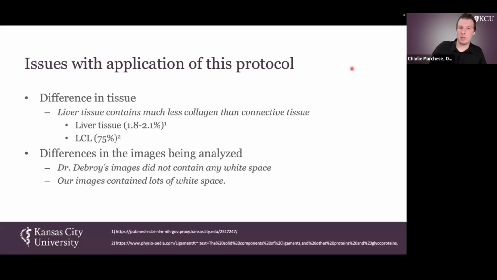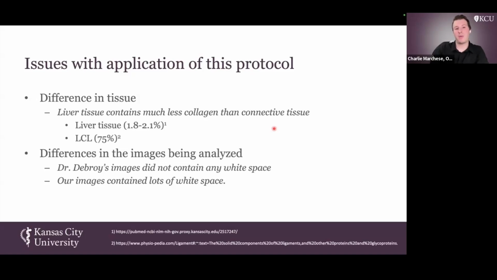So like I just mentioned, there were a couple issues with our application of this protocol. The big one was the fact that there was a difference in tissue. The liver tissue contains much less collagen than the connective tissue that we were looking at. Just to give you some numbers, healthy liver tissue contains anywhere from 1.8 to 2.1% of collagen, whereas the LCL, which is one of the structures we're looking at, is 75% collagen by dry weight.